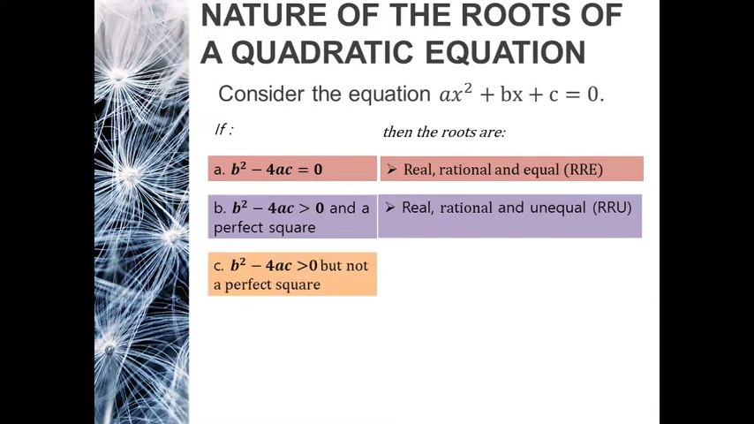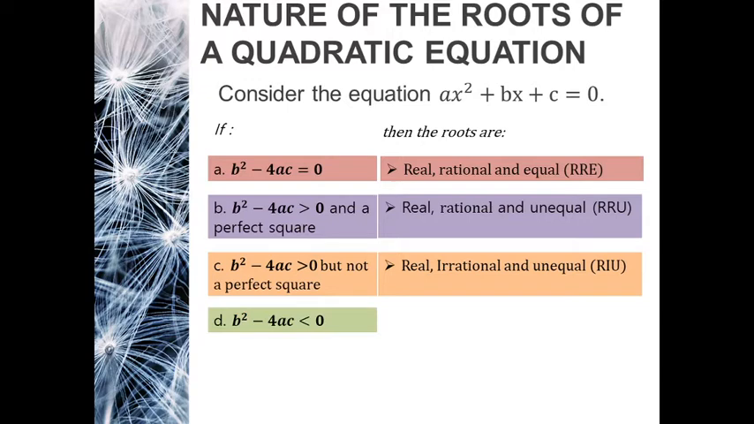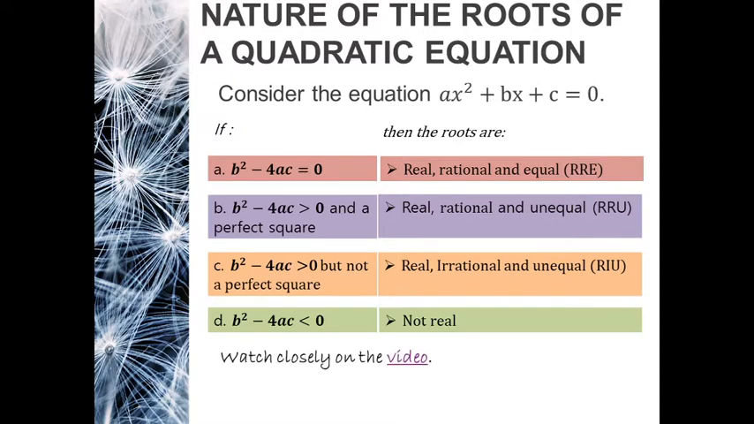If b squared minus 4ac is greater than 0 but not a perfect square, then the roots are real, irrational, and unequal, or RIU. If b squared minus 4ac is less than 0, then the roots are not real. Let us watch closely on the video.